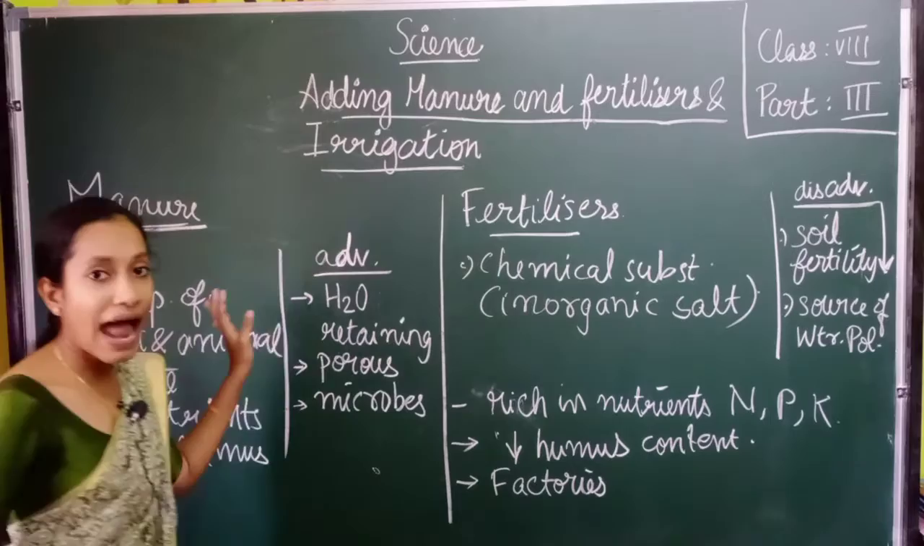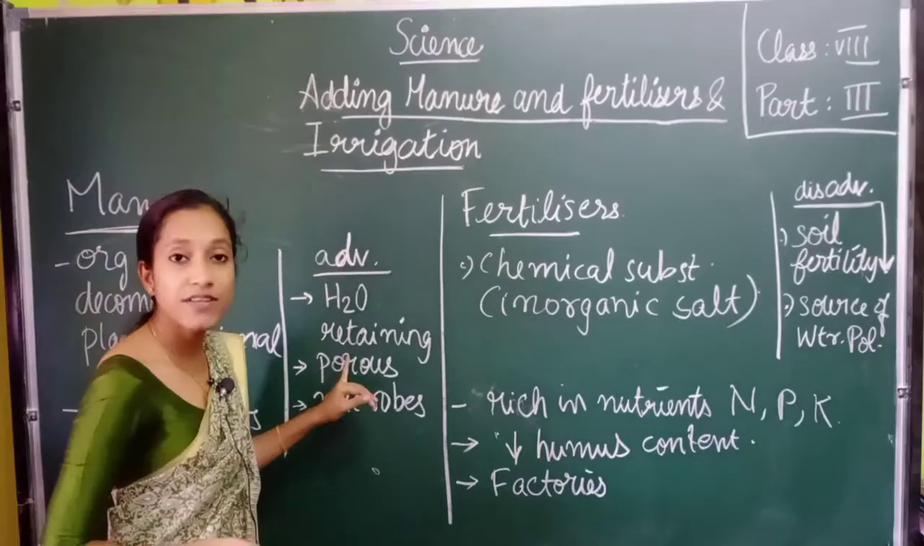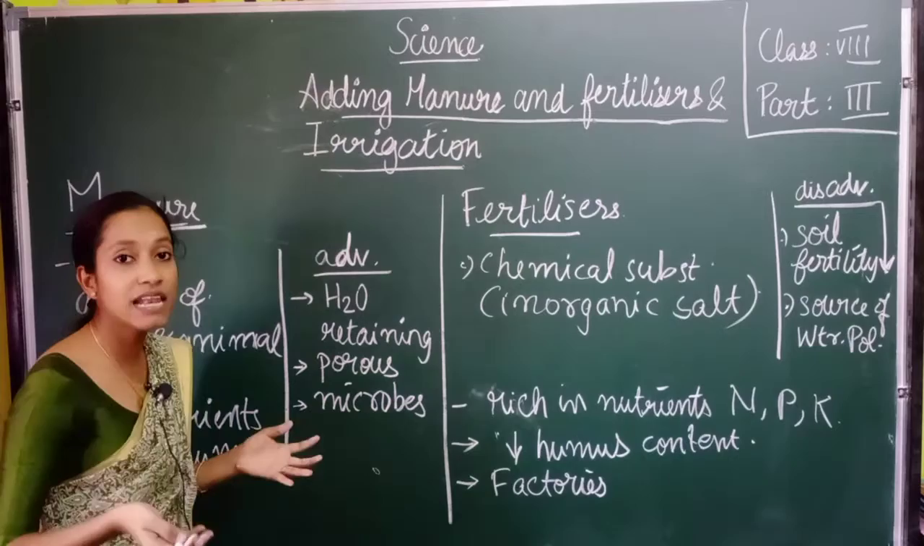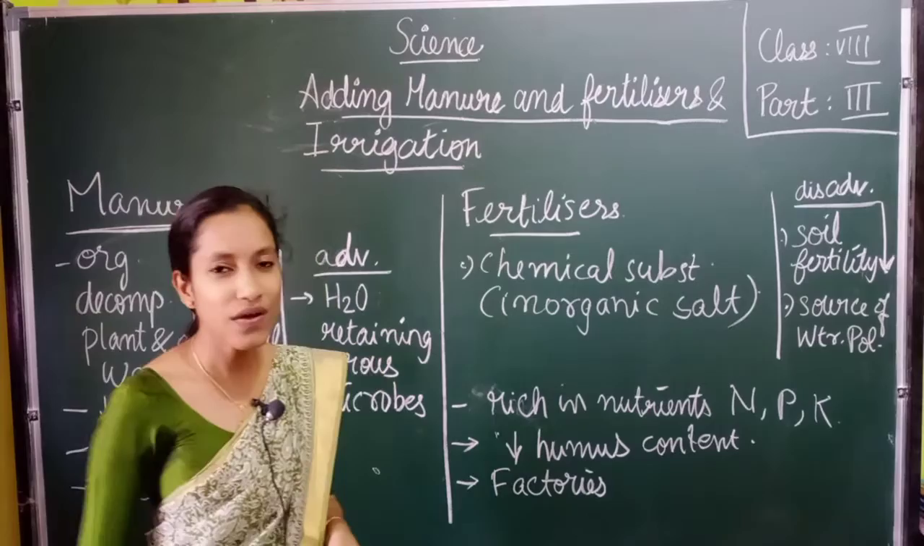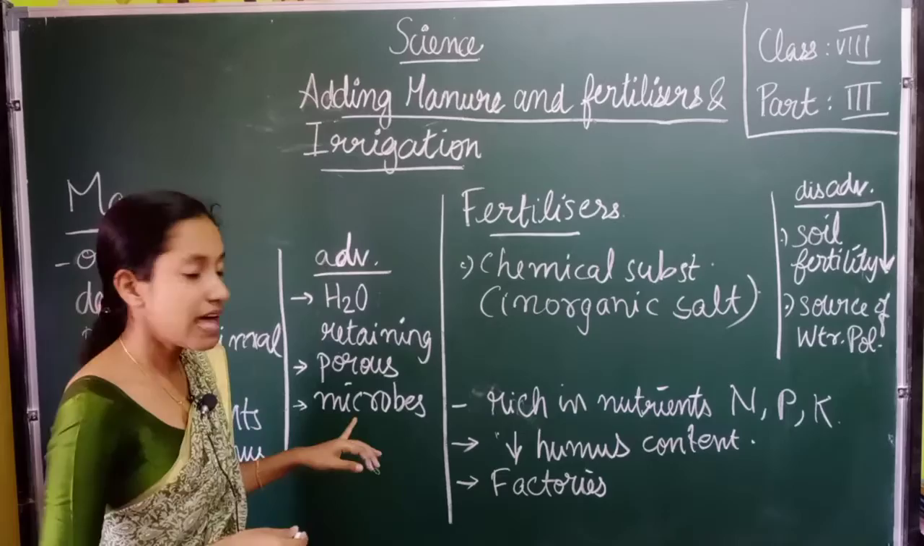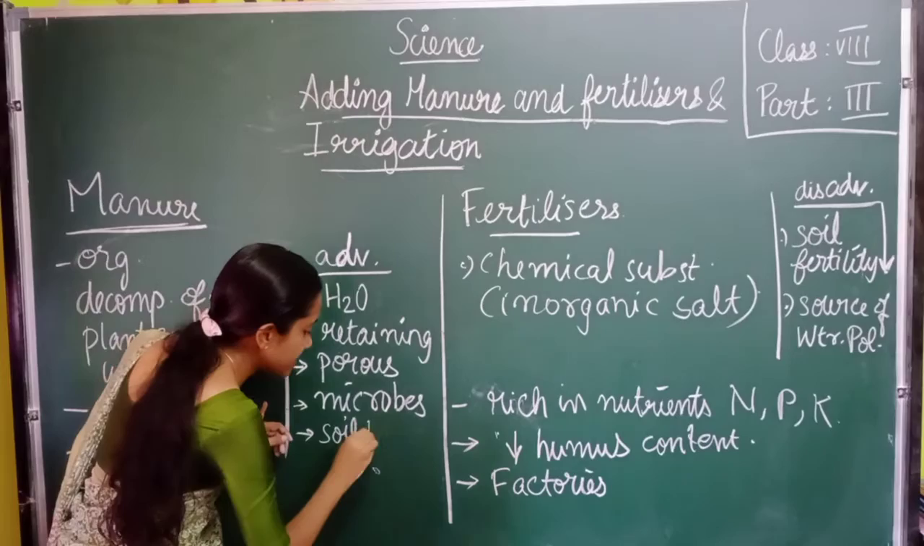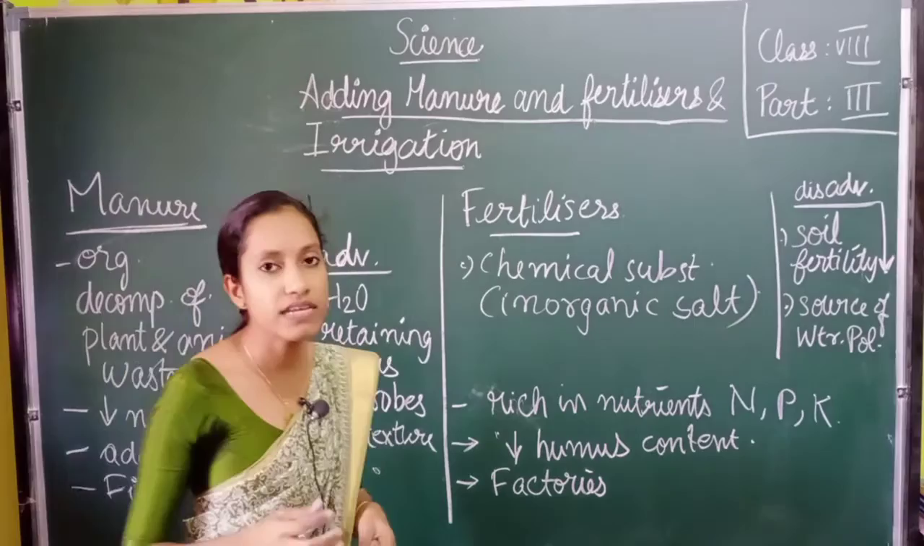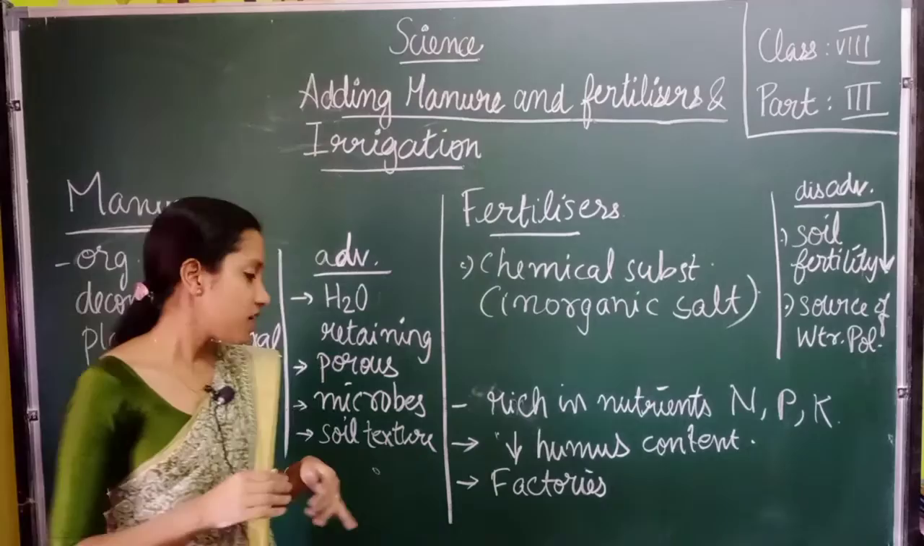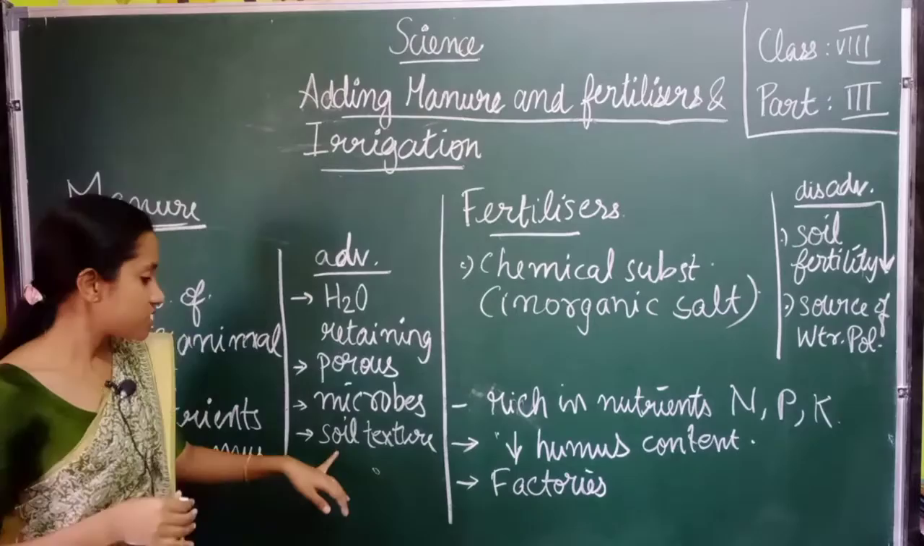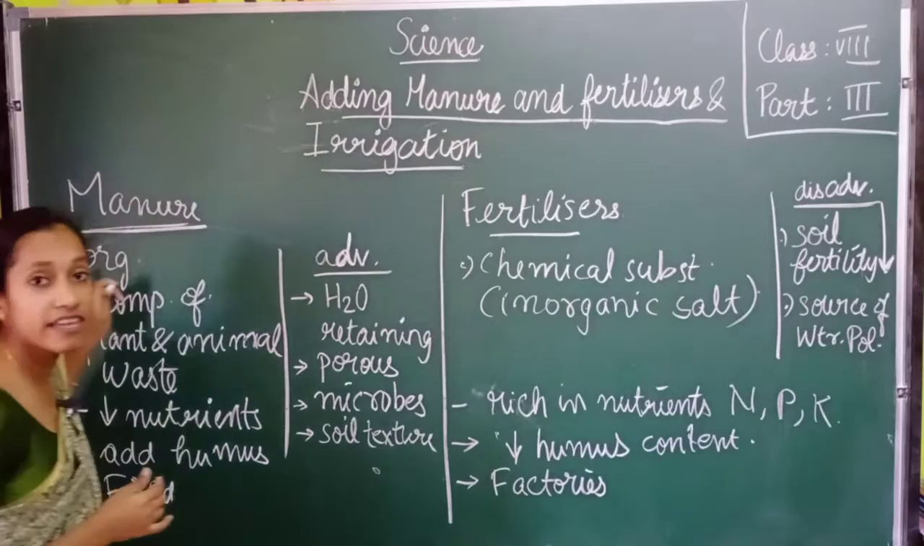So by adding manure, we will increase the water retaining capacity, then the soil becomes more porous. So gas exchange will increase, and it will also promote microbial growth in the soil. Microbial growth is always beneficial for the plant, and it will also improve soil texture. Soil texture, what do we mean by that? It is the composition of various components of the soil, like sand, silt, clay and rock. Only when they are present in a particular proportion will this promote plant growth. So manure helps to improve soil texture.